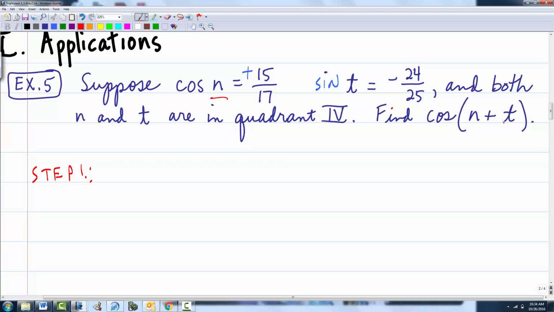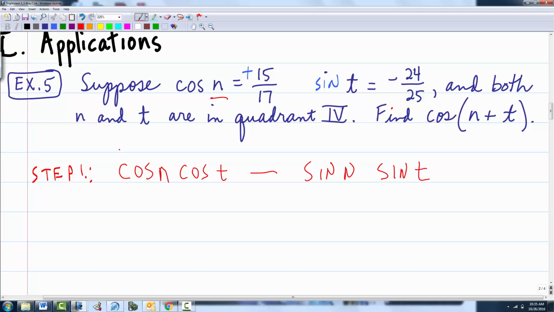What's the rule for cosine of n plus t? Ready, set, go. What's the first thing? Cosine n. What's the next thing, everybody? Cosine t. What's next? Minus. It's just the rule, right? And then what's next? Sine n. And then what else? Sine t. Okay, so it's really easy. If you don't know this, I don't know where you're at. You're in a different world.